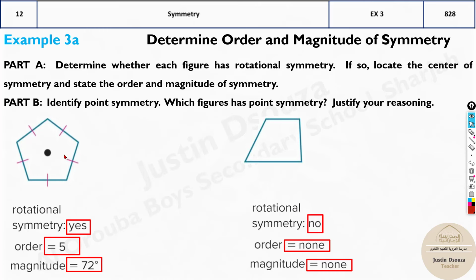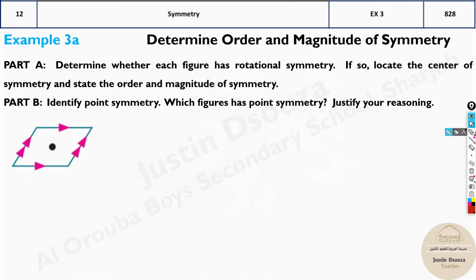But does this have point symmetry? I told you point symmetry is 180 degree rotation. No, both don't have point symmetry. Now what about this shape here?